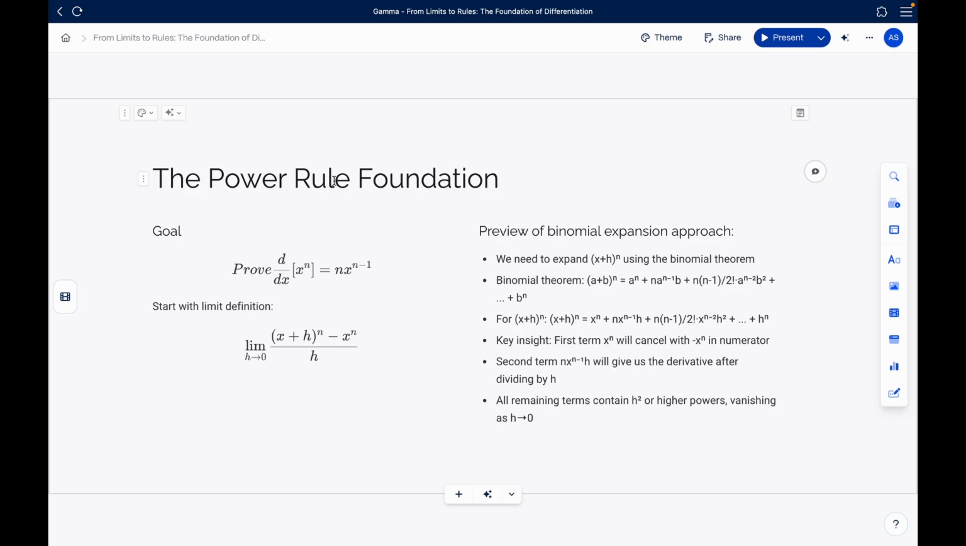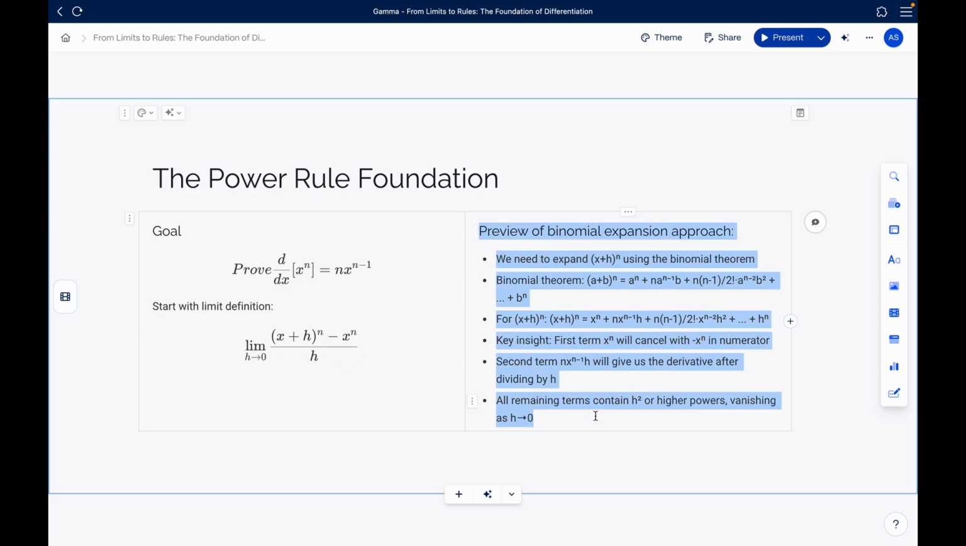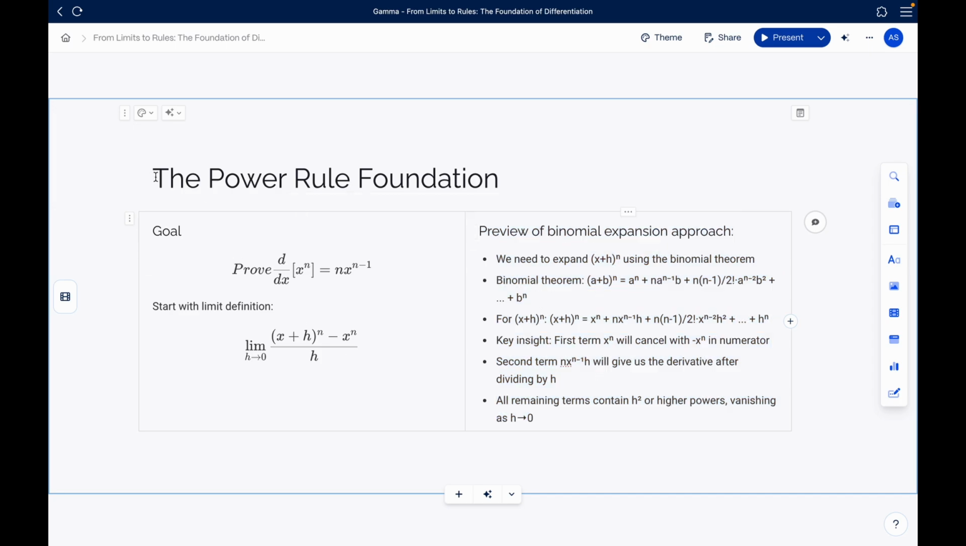The main proof for this video will be to prove the power rule. So to prove that d over dx of x to the power of n is equal to n times x to the power of n minus 1, we have to start with the limit definition. Over here is the entire approach, if you can read it. Otherwise, in the next two slides I'll explain how all of this ties together, and it'll be slightly easier to understand. But if you think you can get it just from this, feel free to pause the video and make sense of it on your own.